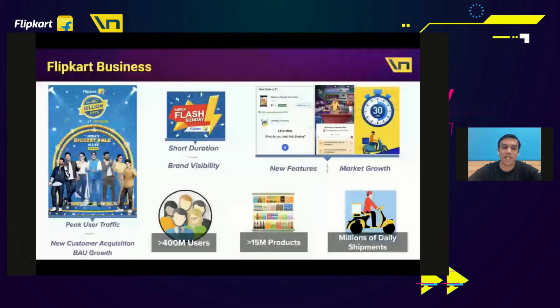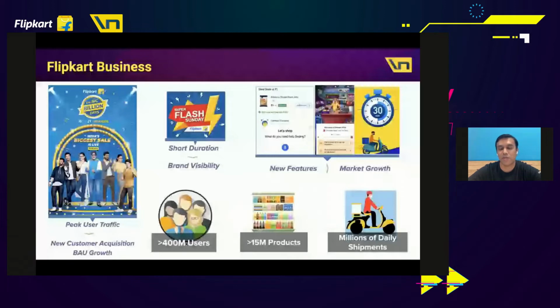Flipkart Big Billion Days has changed the way India shops online. In the last few years, we have seen significant growth in the user traffic. During these few days of the sale, we get the maximum number of users from tier 2 and 3 cities, and we get a lot of new customer acquisitions during this window, and it just keeps getting bigger and bigger. Flipkart regularly runs a lot of flash sales, and during this short duration, there is a huge spike in traffic which comes to us, and a lot of users place orders in that short duration.